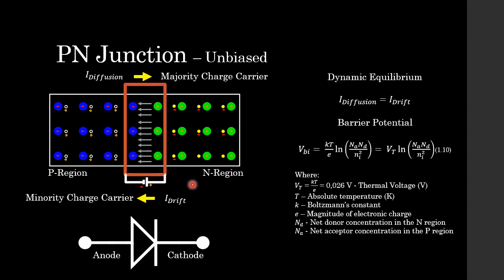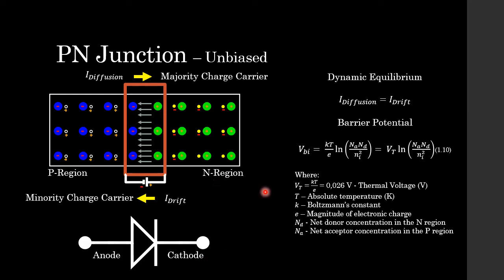Now, the barrier potential, which we spoke about earlier, which is created between these positive donor ions and negative acceptor ions, we can actually calculate using equation 1.10. Now, the really cool thing here is that this P region, N region, and depletion region in the middle, this, students, is what is known as your diode. And here we can see the circuit symbol for a diode. On this side we have the anode, which is representative of the P region, and on this side we have the cathode, which is representative of the N region.